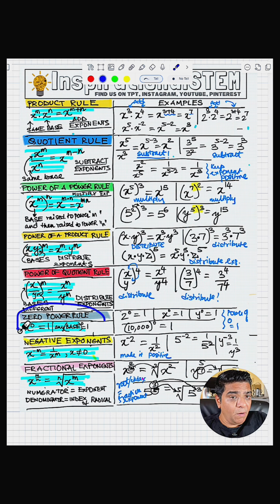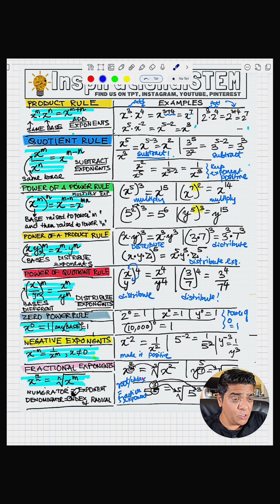The zero power rule is anything to the power of 0 is 1. So z to the power of 0 is 1. 10,000 to the power of 0 is 1. Okay, so negative exponent. When you have a negative exponent, as we discussed before, we're going to take that and send it to the denominator. So x to the minus 1 becomes 1 over x to the 1st. x to the power of minus 2 becomes 1 divided by x to the power of 2.